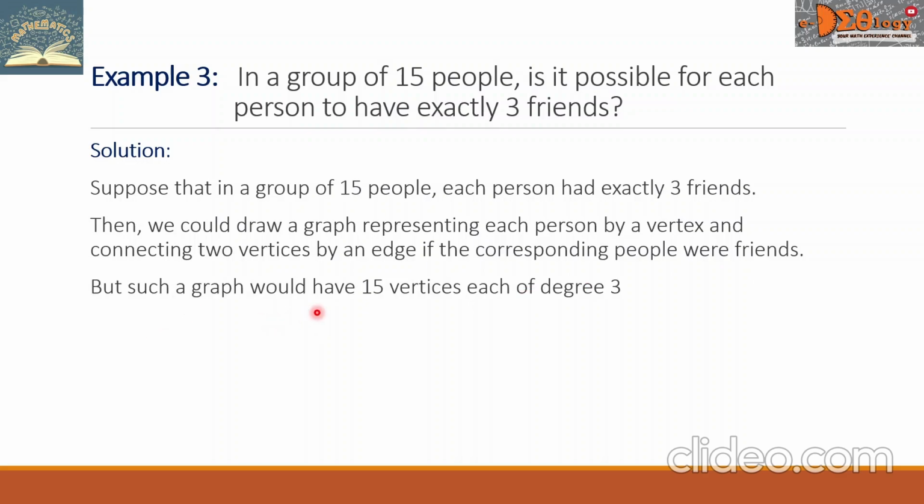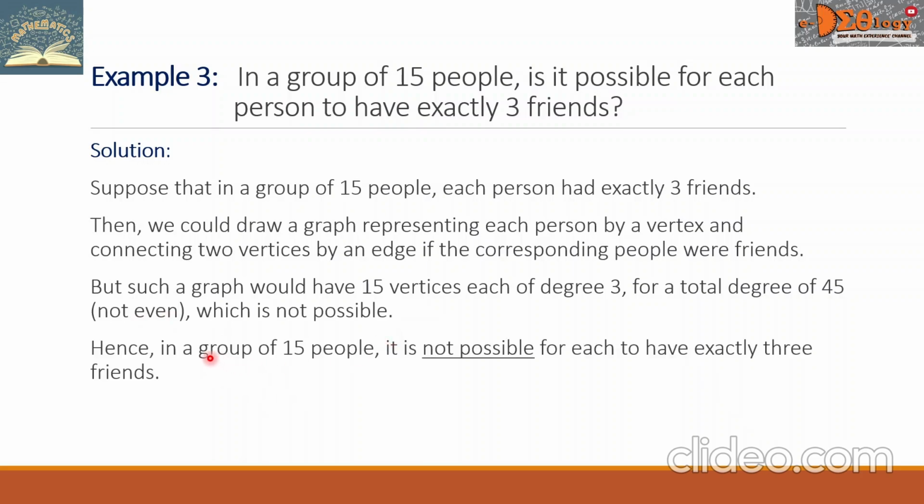But such a graph would have 15 vertices, each of degree 3, for a total degree of 45, and this 45 is not an even number, which is not possible. Hence, in a group of 15 people, it is not possible for each to have exactly 3 friends.